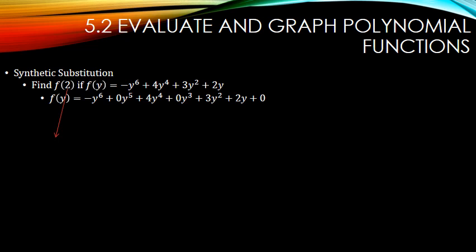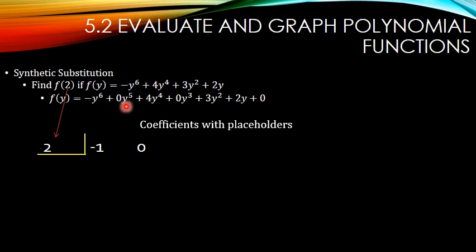The number we're substituting in goes there with a box around it. And then you put all the coefficients, including the placeholder zeros. So it's the -1 y to the 6th.